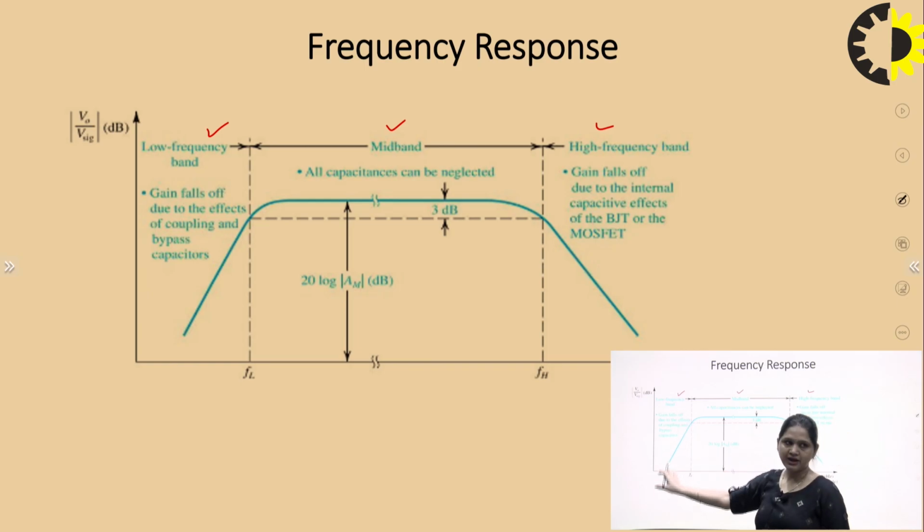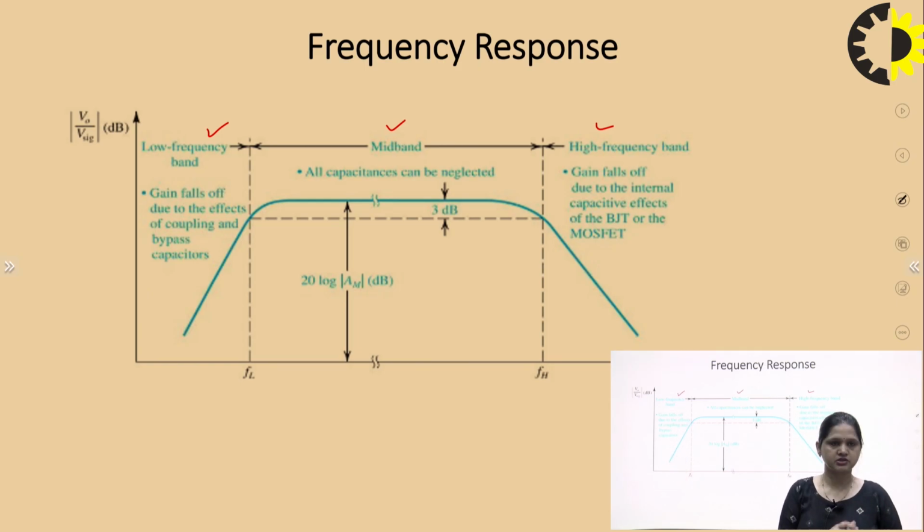In the low frequency band, the coupling capacitors and bypass capacitors are responsible for reduction in gain, whereas in mid band all the capacitances can be neglected. That means if the values of CC1, CC2 and CE are large like that, we can neglect them. And in the mid band the value of internal capacitances is also very small, so we can neglect the value of internal capacitances.